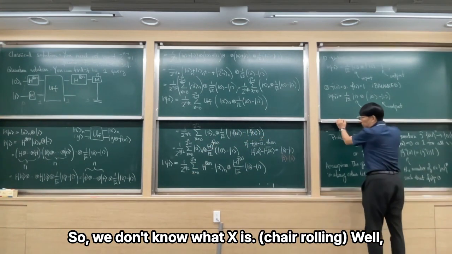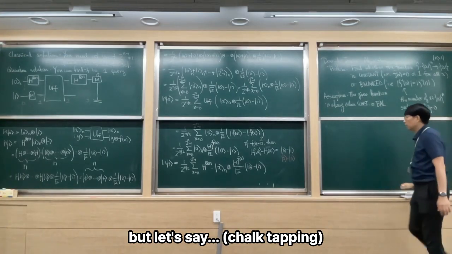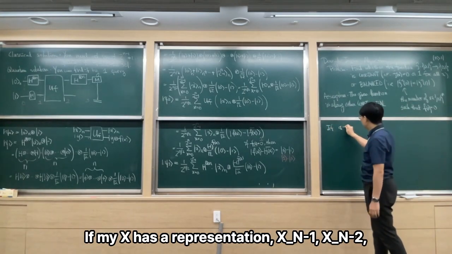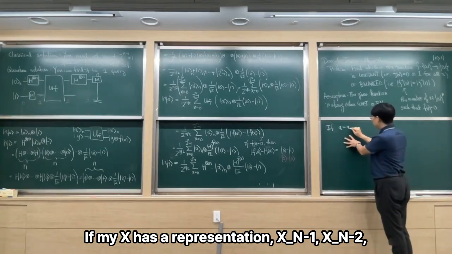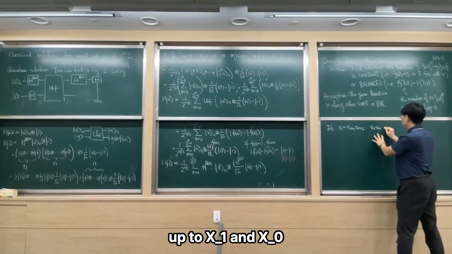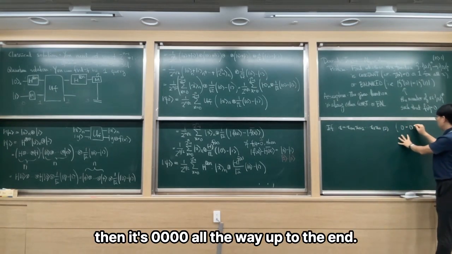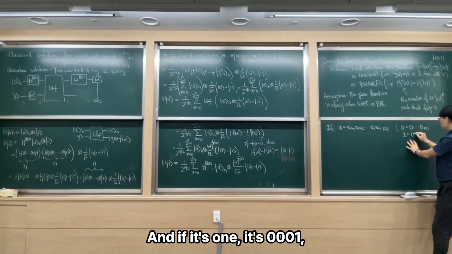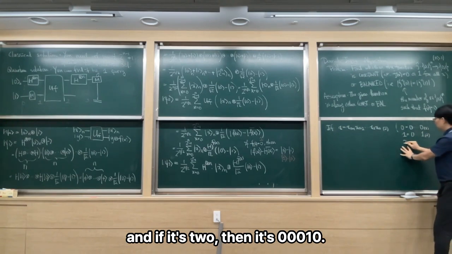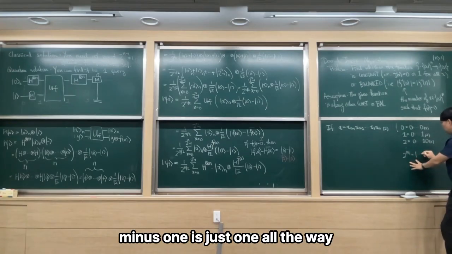So we don't know what x is. Well, I don't know what x is, but let's say my x has a representation x_{n-1}, x_{n-2}, up to x_1 and x_0 in the binary representation. For example, if I have 0, then it's 0, 0, 0, 0 all the way up to the end. And if it's 1, it's 0, 0, 0, 1. And if it's 2, then it's 0, 0, 0, 1, 0. Well, that's what I'm saying here. And 2 to the n minus 1 is just 1 all the way up to 1 here.